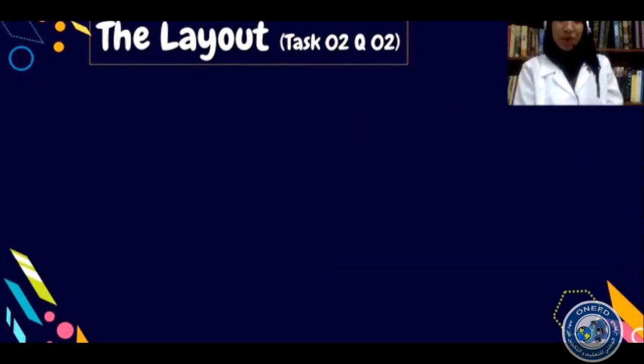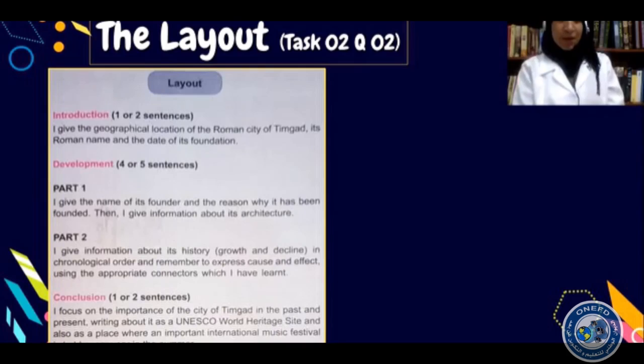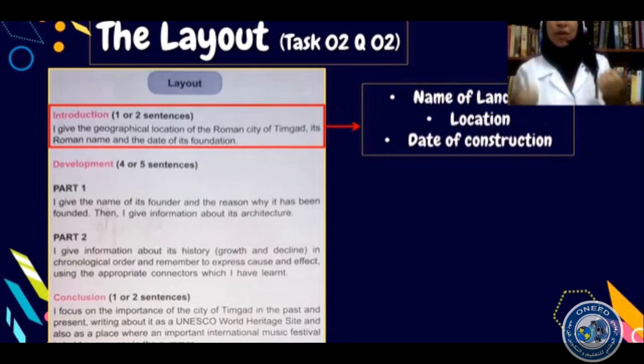Now the layout on task 2, question number 2. So here's the layout. I read, we have first the introduction in 1 or 2 sentences. I give the geographical location of the Roman city of Timgad, its Roman name, and the date of its foundation. So here we are going to write in the introduction the name of the landmark, the location or the place of the landmark, and the date of construction or the date of foundation.